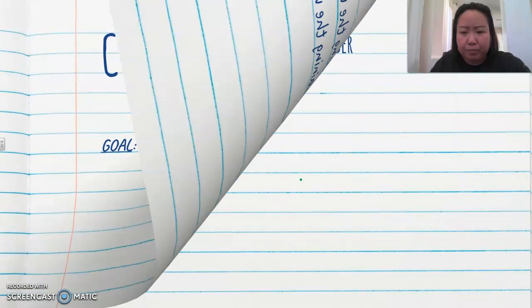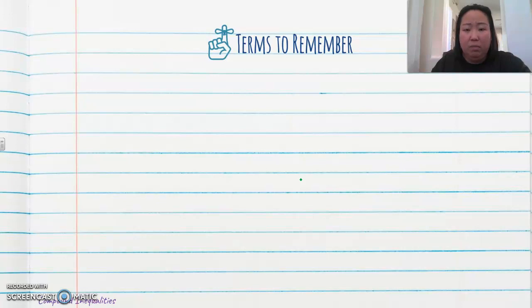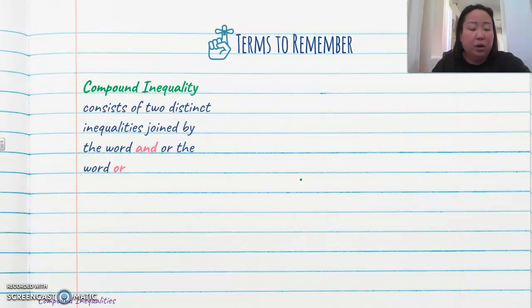All right. So let's have basic terms first to start with. When we talk about a compound inequality, it consists of two distinct inequalities. And those inequalities are either joined by the word and or by the word or. All right. And we'll discuss some differences later on.